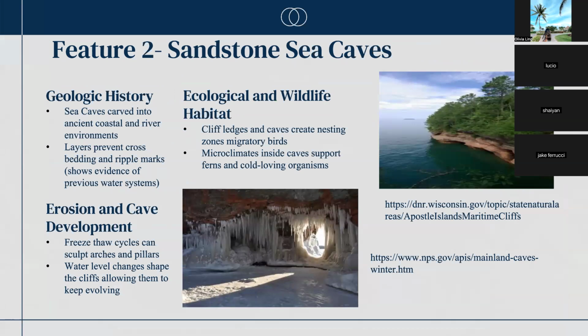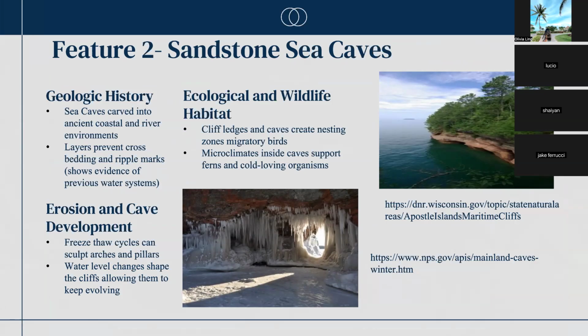Our second feature is the sandstone sea caves. So the geologic history behind that is that the sea caves carved into the ancient coastal and river environments, which therefore caused layers to prevent cross-bedding and ripple marks. It also shows evidence of previous water systems. There's also erosion and cave development, as shown in the photo.